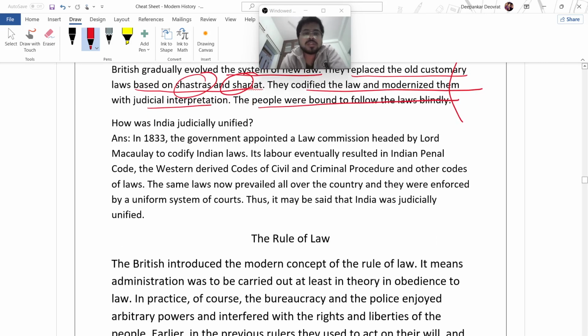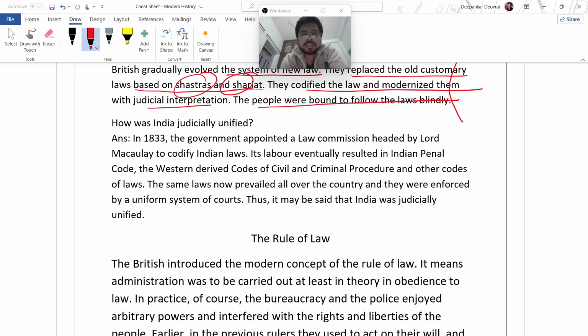So how was it judicially unified? There were separate laws for the Indians based on Shastra. There were separate laws for the Muslims based on the Shariat laws. Now, through this common law, they unified. That's what is called judicial unification.